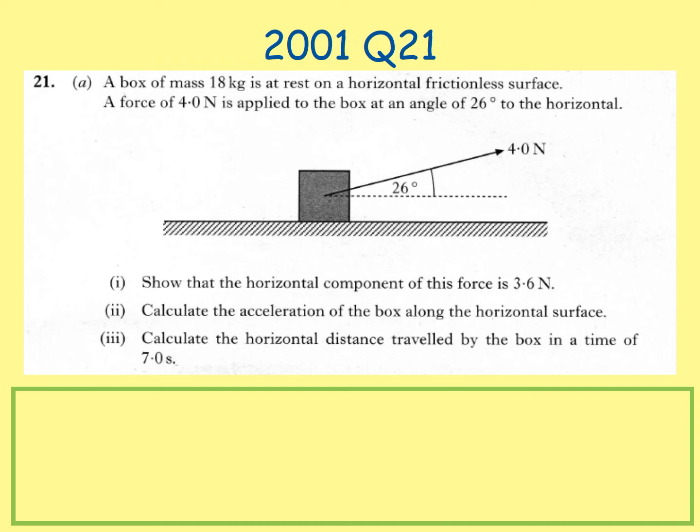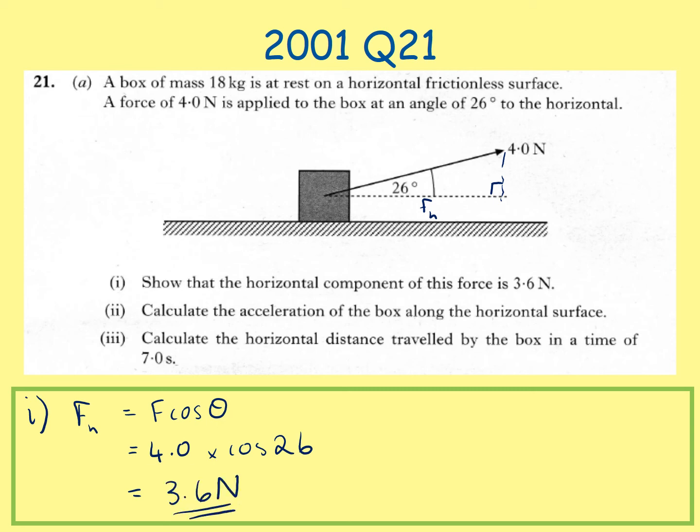Let's take that by itself first. So, part 1, we're showing the horizontal component of the force. So, FH just here. And we know the equation for this, FH equals F cos theta. Should know it off by heart by now. And that's equal to 4 times cos of 26 degrees, and this is equal to 3.6 newtons. Exactly what they were intending for you to find out in the question. Show that it is 3.6 newtons.